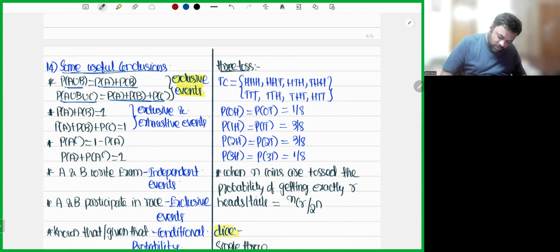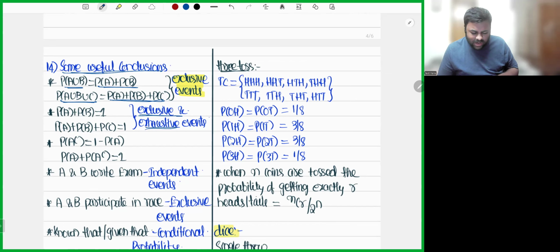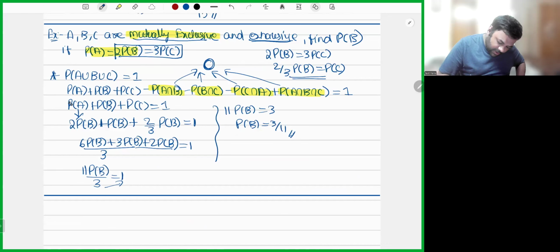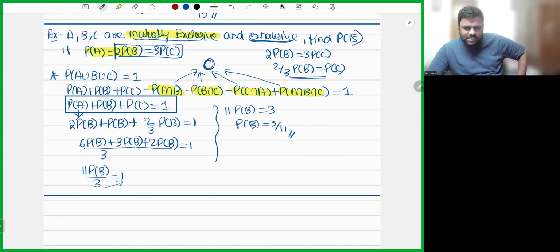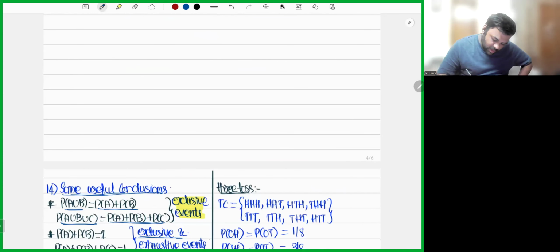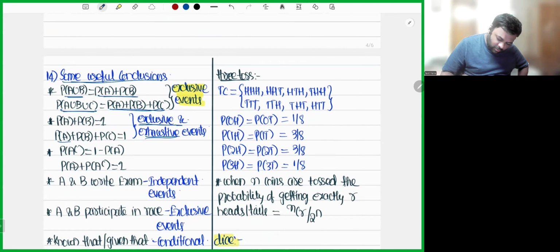Next, if they are exclusive and exhaustive, sir, if they are exclusive and exhaustive, just now we have framed a condition. Can you see here if they are exclusive and exhaustive? What I have written here? P of A plus P of B plus P of C is equals to 1. This is for 3 events. Sir, what if only 2 events are there? P of A plus P of B will be equals to 1. Yeah. 3 events, P of A plus P of B plus P of C is equals to 1. P of A plus P of B is equals to 1.